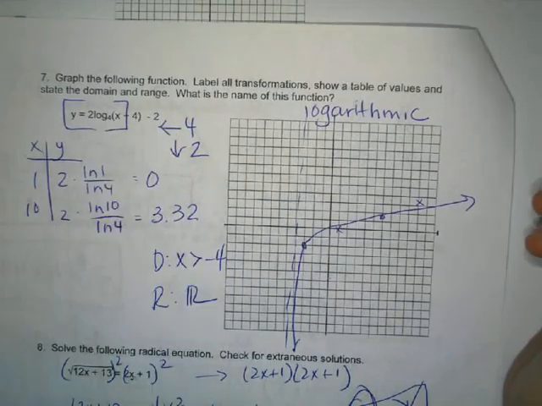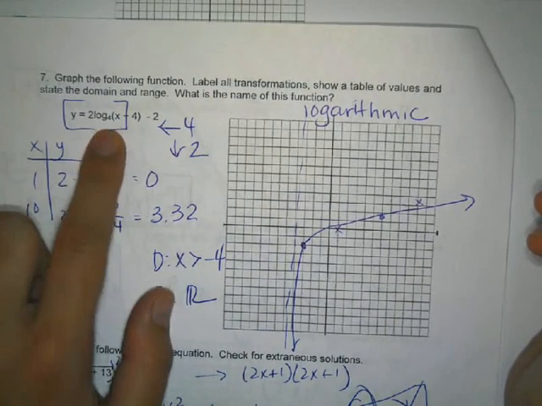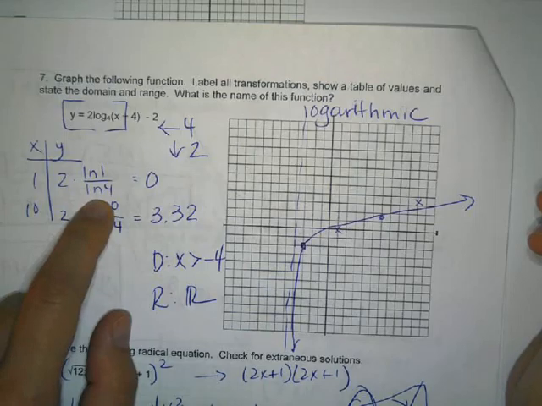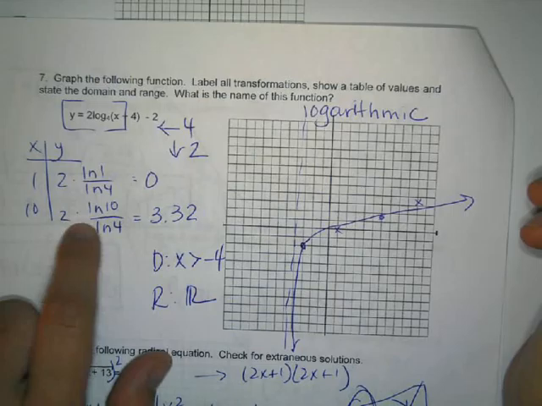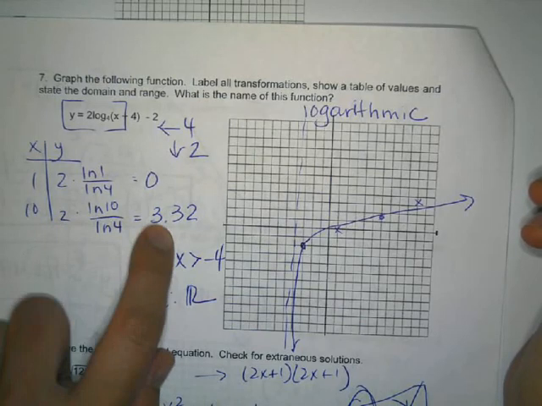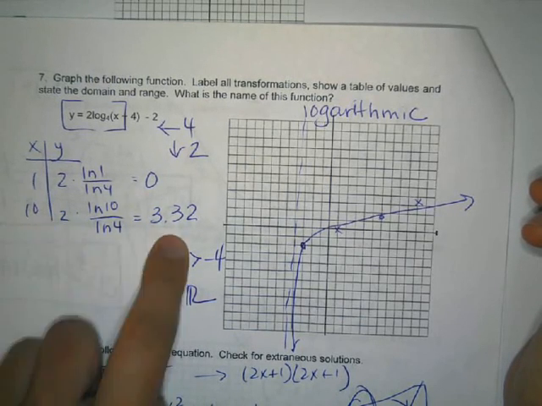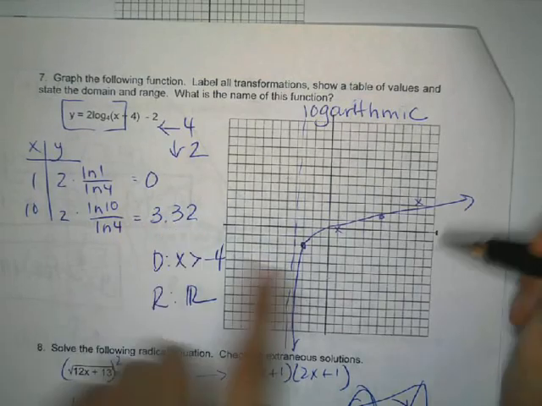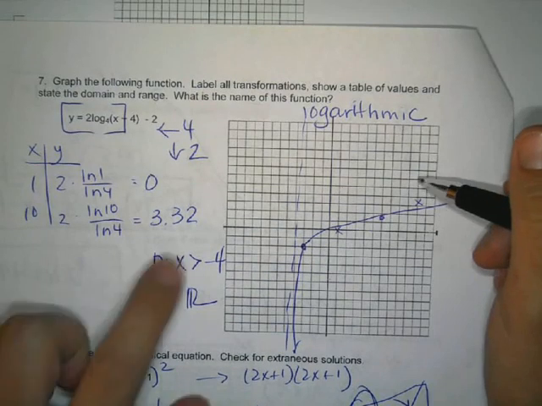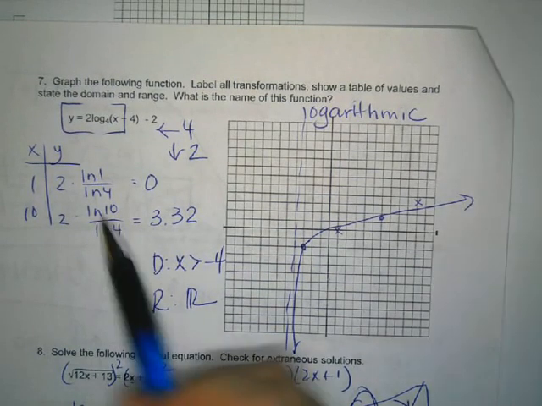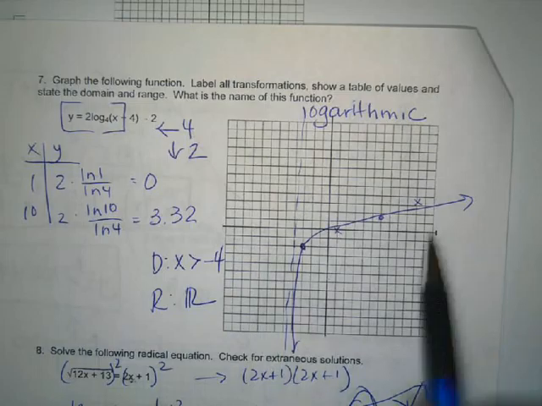Okay. Number 7. To graph this function, we label the transformations, left 4, down 2. We have to use the change of base formula here to punch out into my calculator. So ln of 1 divided by ln of 4 is 0. 2 times ln of 10 over ln of 4, because you're plugging in 10, 1, and 10. Gives me 3.32. So I graph those first, and then I have to move them left 4 and down 2. And there's my domain range. Keep in mind we use 1 and 10 for logarithms because they grow very slowly, so we have to stretch out our points.